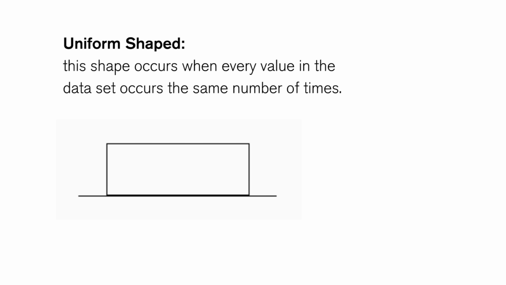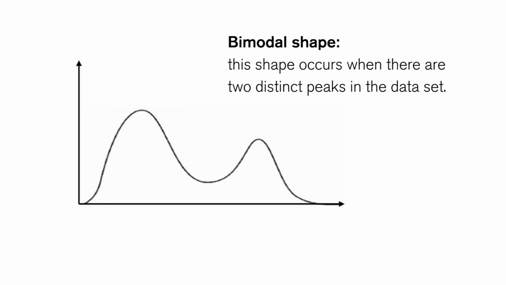The next shape is uniform shape. This shape occurs when every value in the dataset occurs the same number of times. An example would be tossing a coin a large number of times. We would expect to see the same number of heads as tails. The next shape is the bimodal shape. This shape occurs when there are two distinct peaks in the dataset. An example of this would be if we recorded the heights of males and females in one set of data. Females are generally shorter than males, therefore there would be a peak at a lower height for females and then a peak at a higher height for males.